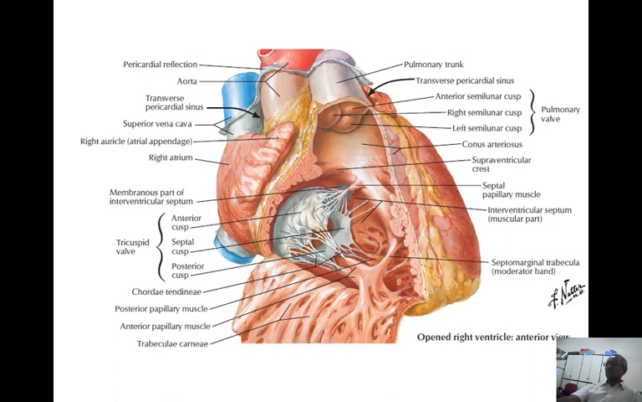It has three semilunar cusps. Actually two are anterior and one is posterior, or you can say anterior semilunar cusp, right semilunar and left semilunar. And then there is a supraventricular crest. It's an embryological remnant which is separating the inflow and outflow tracts of the ventricle. The inflow tract is rough, so the blood flows slowly into the right ventricle, whereas the outflow tract is smooth and blood can go faster into the pulmonary artery. That is a small revision, okay? And that finishes the class.